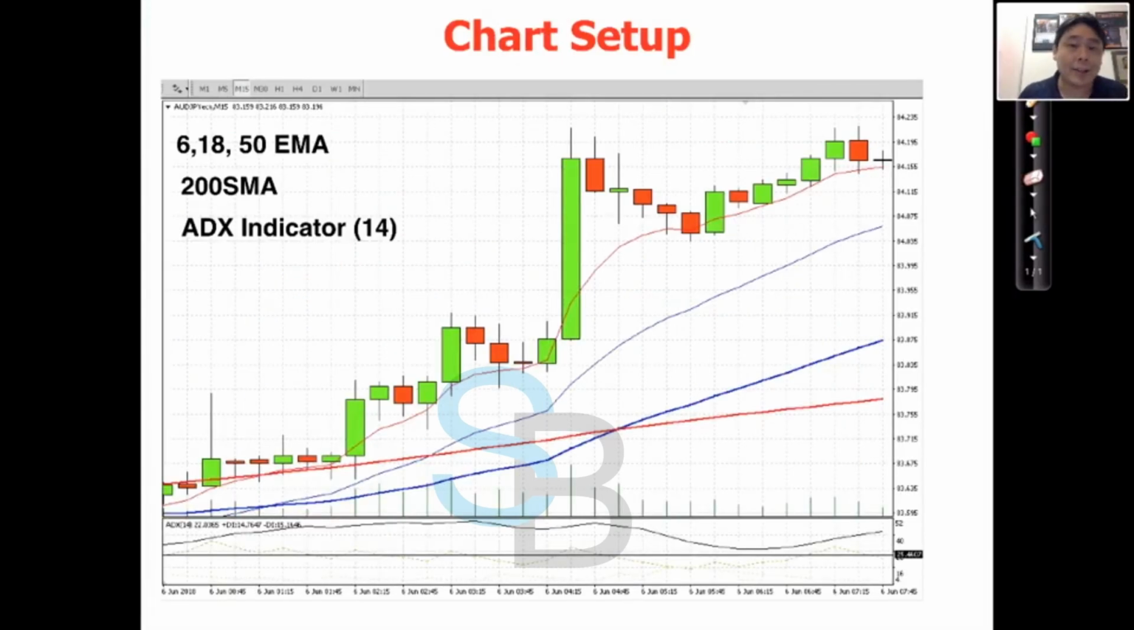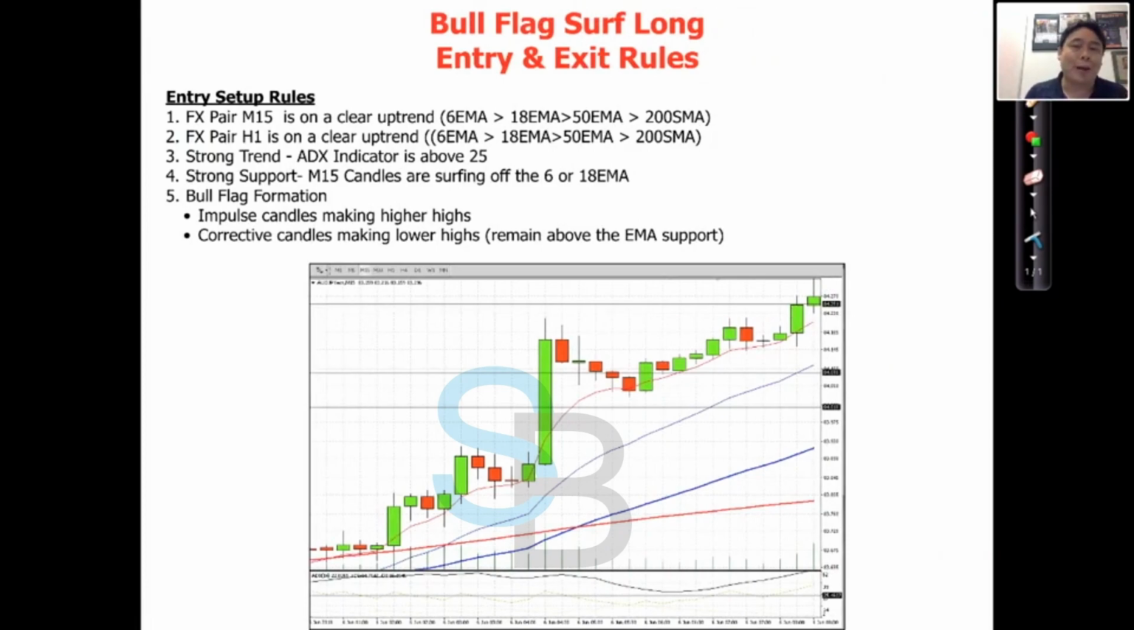We're back on the slides. So if you got a bit confused when I talked about where I bought and where I put a stop loss, no worries, I was jumping ahead to preempt you to the exact entry and exit rules. So let's go through the rules right now for the bull flag surfing long setup. These are the entry setup rules. And again, you have to follow this strictly. No exceptions, okay?